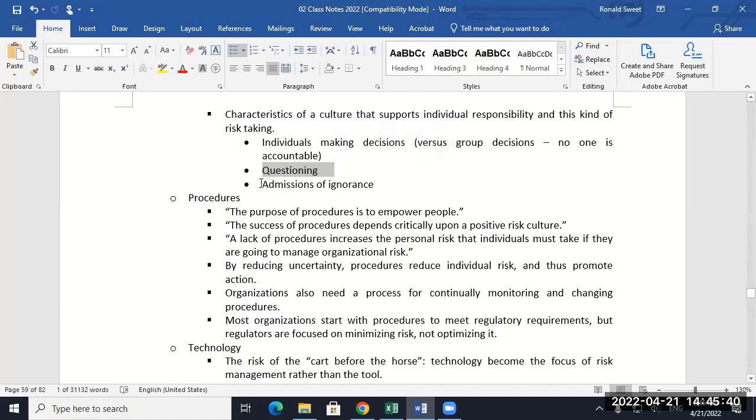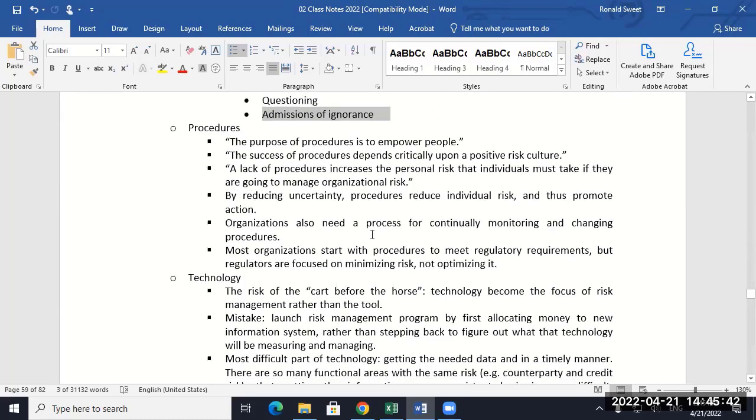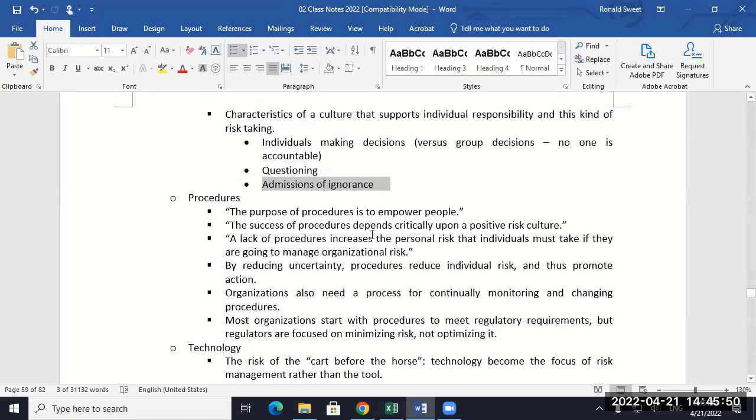Admissions of ignorance. Will your boss be willing to say, I don't know, I'm not sure, go research that? Or does your boss want to make sure they've always got the answer to everything? I've had both kinds of bosses. I had one boss that it had to be his idea or it wasn't going to be done.